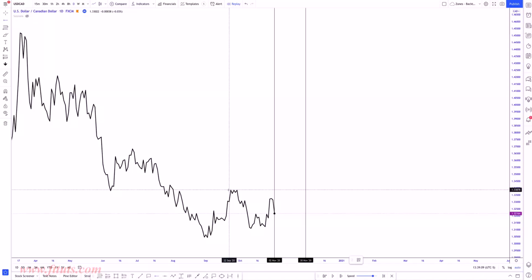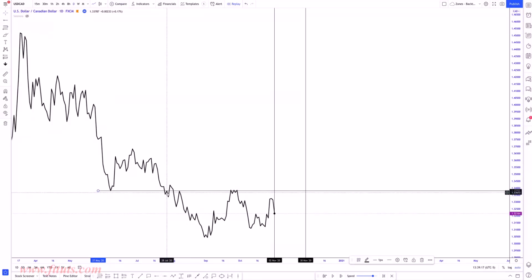Okay, so we can see we have a level here around this 1.33 800 level. You can see by looking left, we tested here as support, broke through, tested as resistance, broke back above, and then broke back below, tested as support, and then over here we're testing as resistance. So key reversal points here in the market.